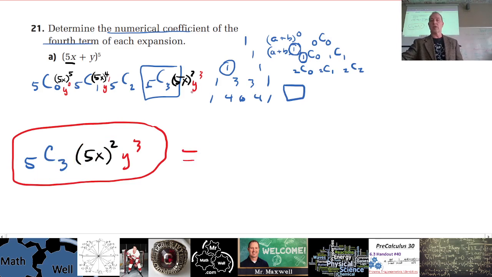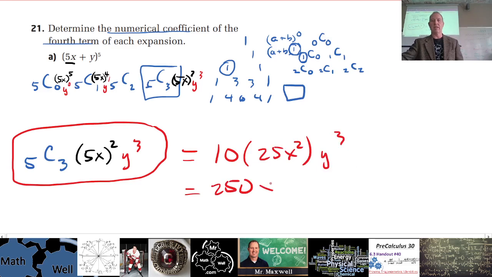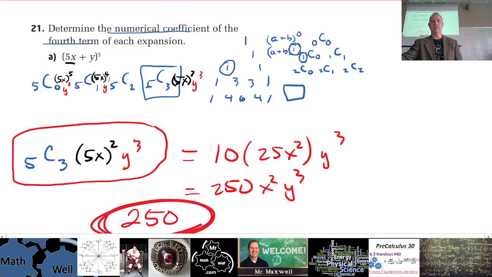So this whole term, 5 choose 3 is going to be what? 10? 10 times 25x squared times y cubed. So this is 250x squared y cubed. That's the whole term. So my solution here, the numerical coefficient is 250.